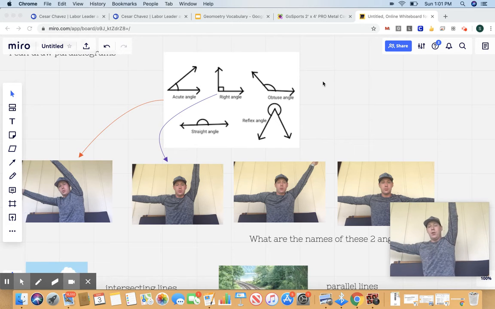A right angle is a 90-degree angle, and you can make that with your body too. That's 2 straight lines that are perpendicular to one another. Okay, that means they touch, they intersect here. All of our angles are made off of benchmark angles, which is 90 degrees, that right angle. So you make your right angle, and then in order to make a smaller angle, a little acute angle, you just start to close it.